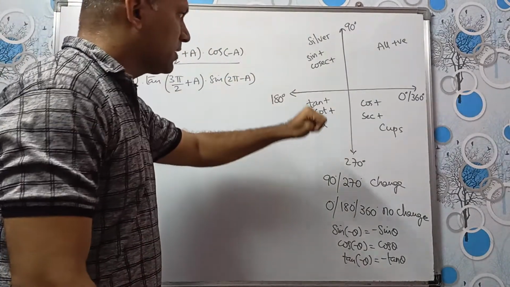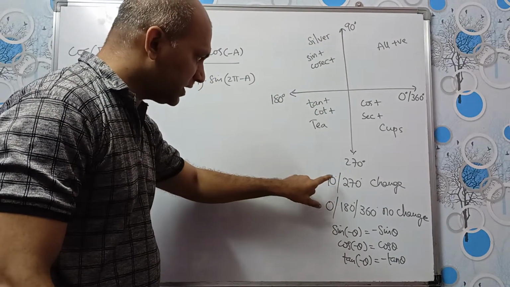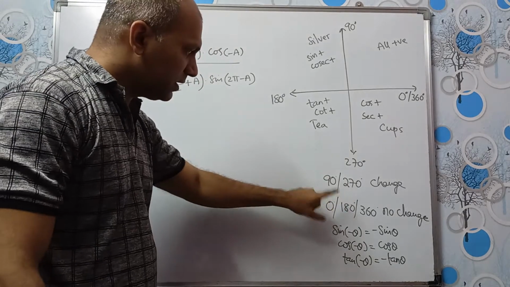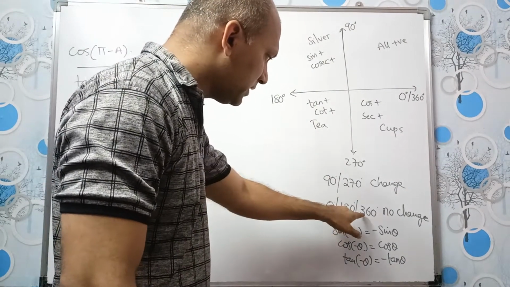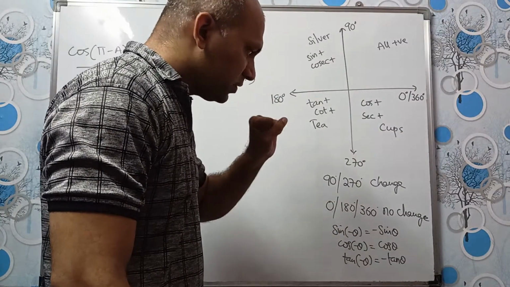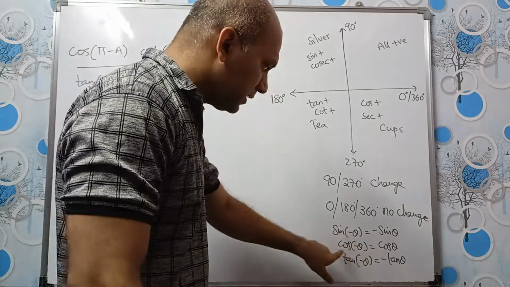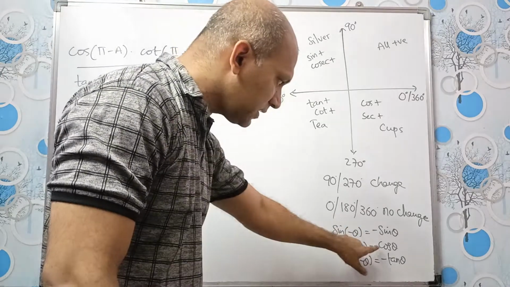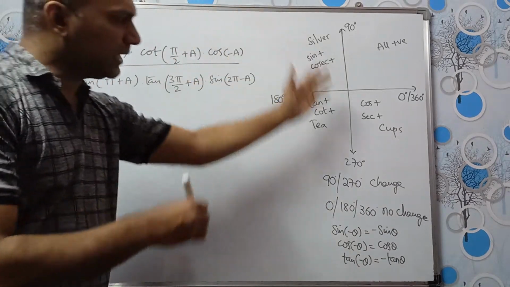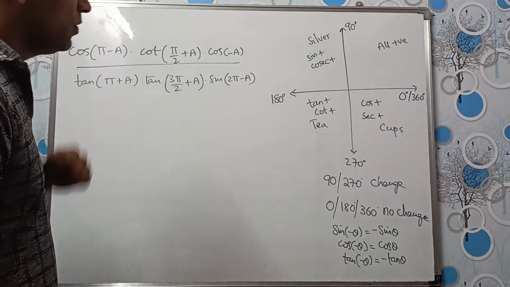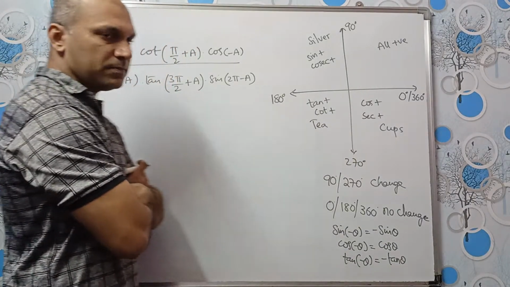All silver teacups. The value, the trigonometric ratio, will change at 90 and 270 degrees: sin will change to cos, cos will change to sin, and so on. And at 0, 180 and 360 the trigonometric ratios will not change. And we have also studied this: sin minus theta is minus sin theta, cos minus theta is cos theta, tan minus theta is minus tan theta. So with all that knowledge, let us go ahead and solve second Roman of 6a exercise of intermediate.